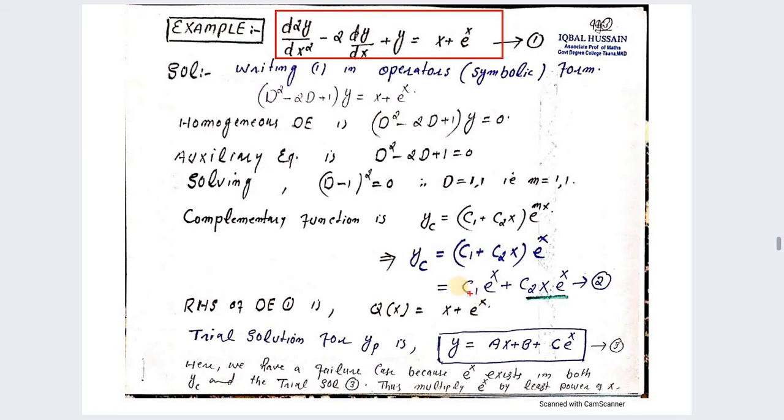Now we have to compare the complementary function 2 and the trial solution 3, and this e^x is present here. So on account of e^x here, this is e^x which is also here, so this is the failure case. To avoid the failure case, we have to multiply this e^x by the least power of x. Hence if we multiply c e^x by x, we get this term again, which is again a failure case. Hence to avoid the failure case, we have to multiply this term by x².